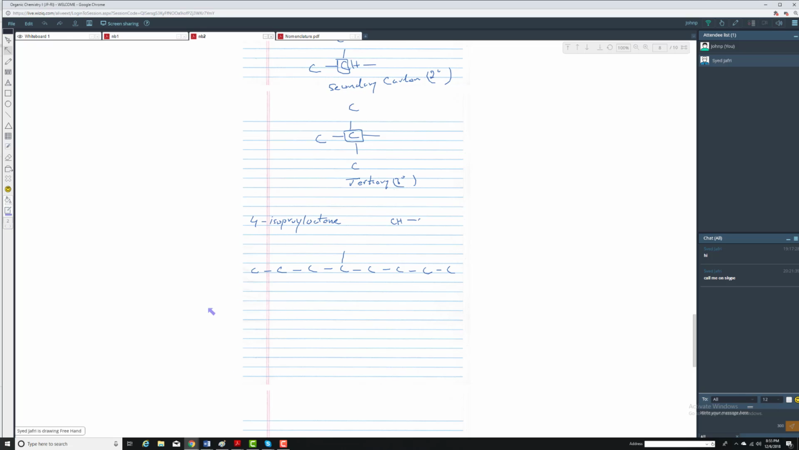CH, 4 isopropyl octane. The main chain contains how many carbons? It doesn't matter which side. So the octane will be 8. That's going to be the main chain, right? Is this isopropyl or not?